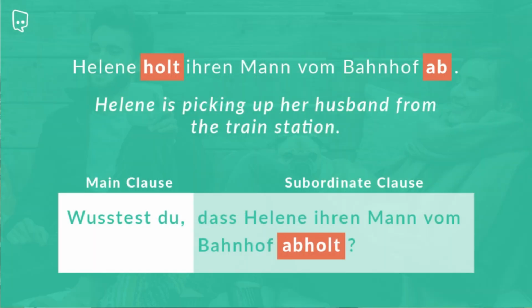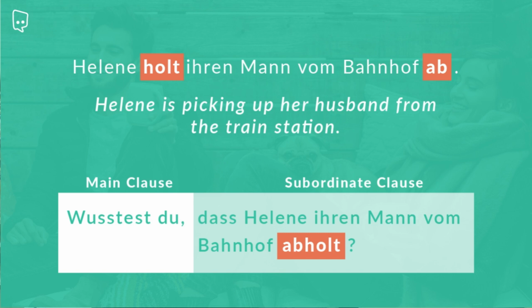We told you that in the present tense, you have to separate the prefix from the stem of the verb. So the prefix here is ab. The infinitive is abholen. So here in the main clause, you separate the prefix from the stem, so you have the prefix at the end. Now, in a subordinate clause, you have to forget that rule, because that rule doesn't apply. In a subordinate clause, you do not separate the prefix from the stem.